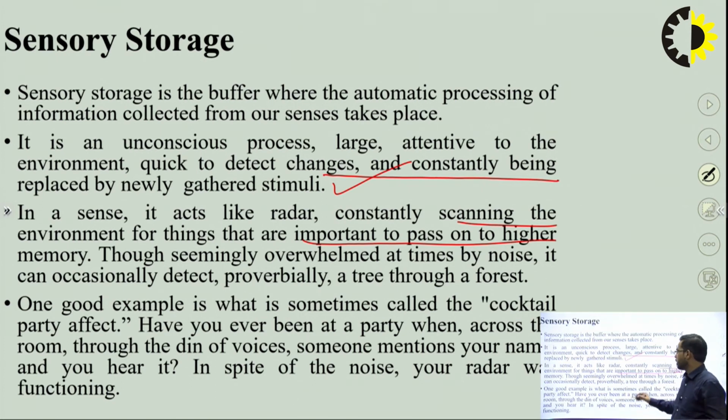Seemingly overwhelmed at times by noise, it can occasionally still detect something, like a tree through a forest. One good example is sometimes called the cocktail party effect. Have you ever been at a party, in a room full of the din of voices, when someone mentions your name and you hear it? In spite of the noise, your radar was functioning.